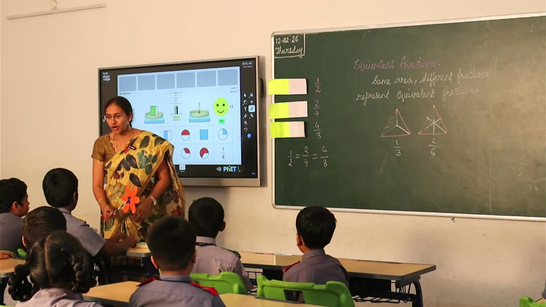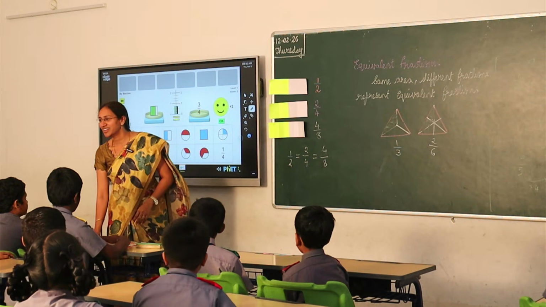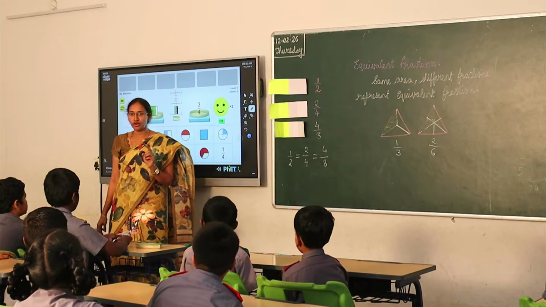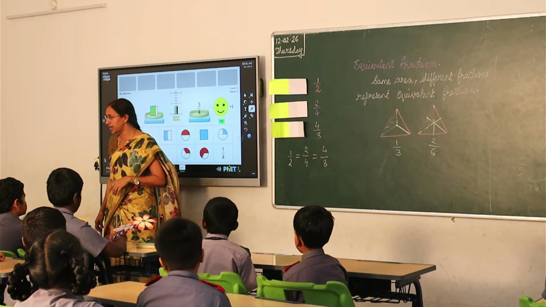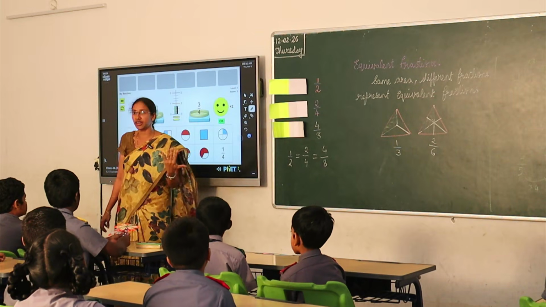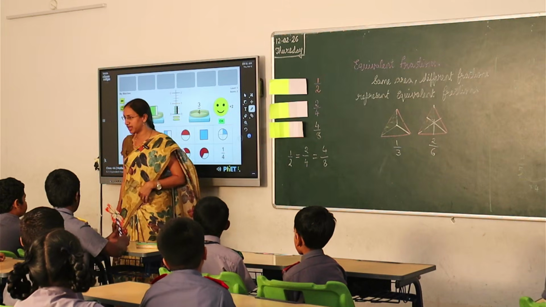Understood, children? How was the class for today? Nice. So now you understood what equivalent fractions are and how to find equivalent fractions when there are no figures by using multiplication.